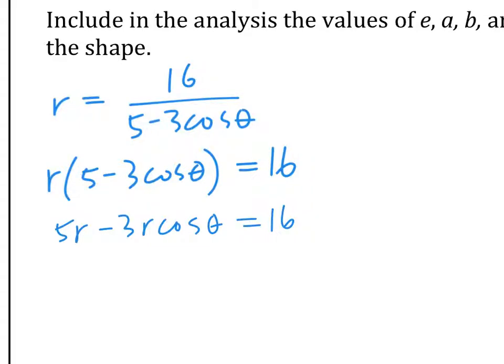What should we do? r cosine theta equals x. Very good. r cosine theta equals x. All right, 5r minus 3x equals 16. I still have an r there. What should I do? How do I change that r into x and y?